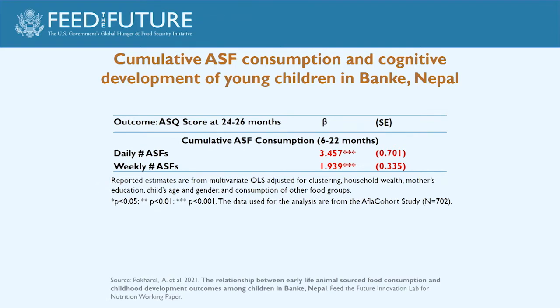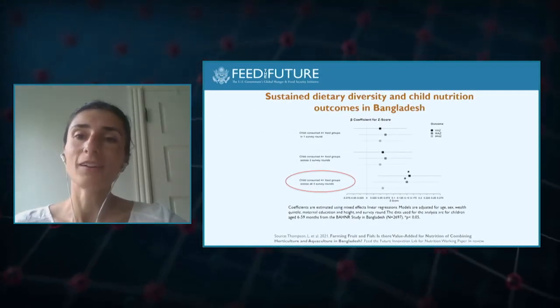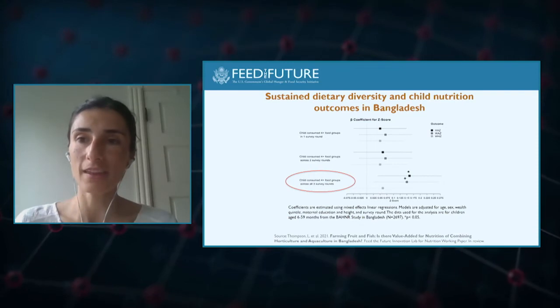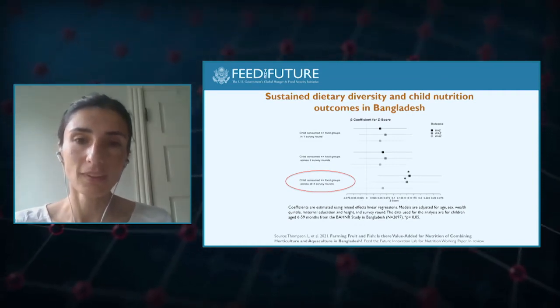On the next slide, in a third project, a colleague of ours, Lauren Thompson, looked at panel data from Bangladesh, and she didn't look at animal source foods. What I'm showing you is dietary diversity in this case. And she found that children who consistently consumed at least 4 food groups in their daily or weekly diet across all the survey rounds had a higher height for age z-score and weight for height z-score, weight for age z-score, sorry. Both were significant. So again, diet over time, either past or cumulative or sustained, in all these cases, seems to be related to different child outcomes. Next slide, please.